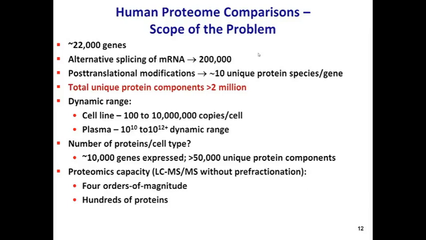Now, how many proteins might we expect per cell type? Estimates of how many genes are expressed are 10 to 12,000 genes or more. And not all of these are post-translationally modified to a maximum extent, so perhaps 50 to 100,000 unique protein components may be present in a mammalian cell line. Proteomics capacity, without fractionation, has a limit of about 4 orders of magnitude and hundreds to maybe up to 1,000 proteins. So clearly, fractionation is necessary to interrogate a large percentage of the human genome.